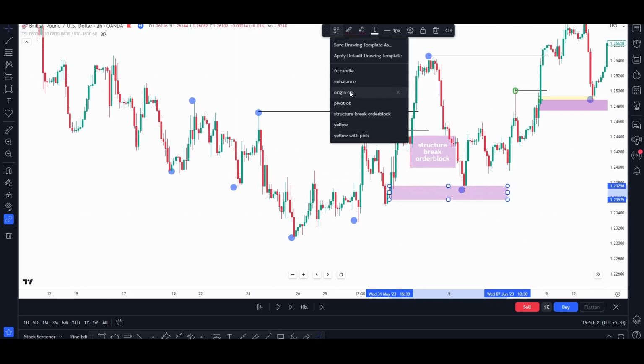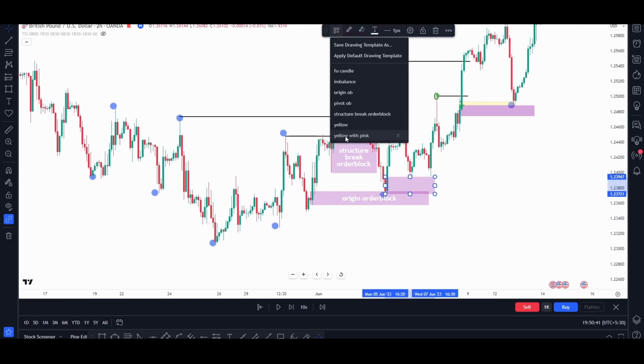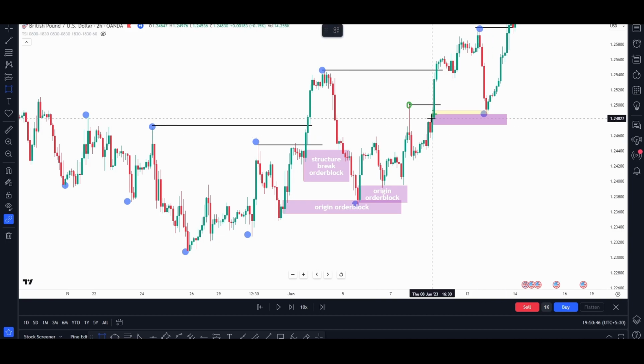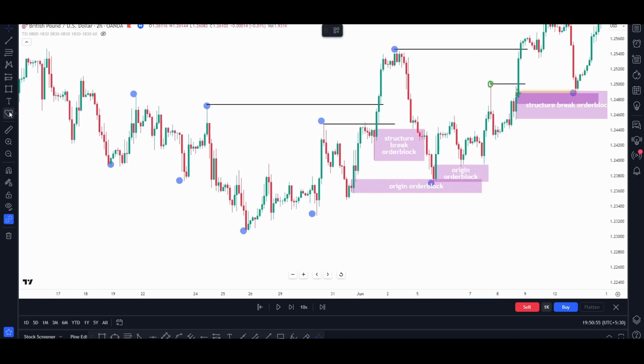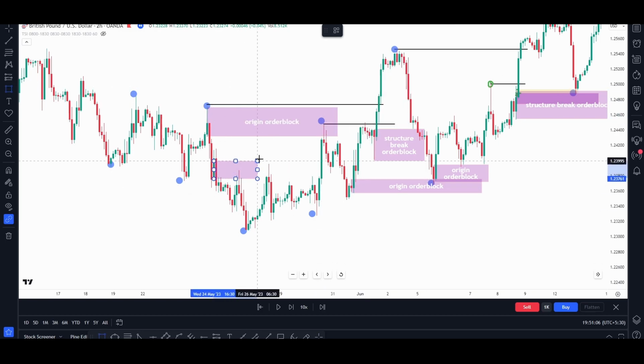So price reacted from origin order block over here. Again, price reacted from origin order block. So what is this? This is our structure break order block. So this is our lower high. So what is this? This is our origin order block. This is our structure break order block.